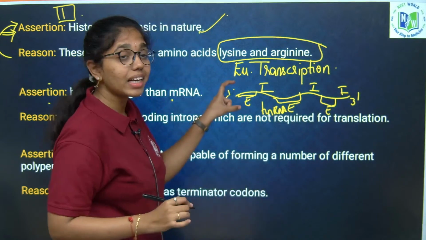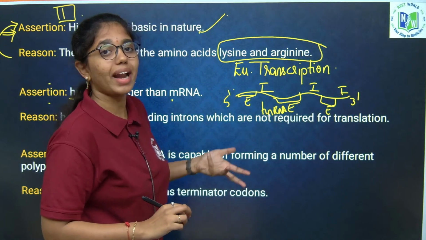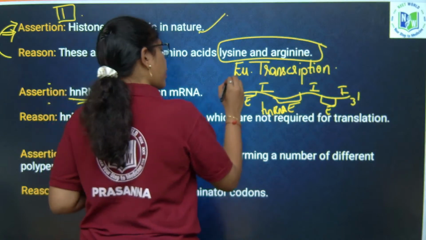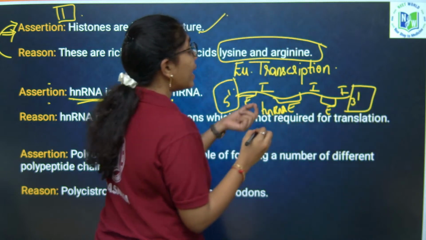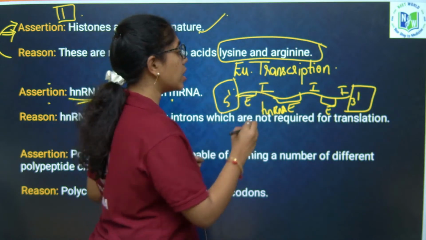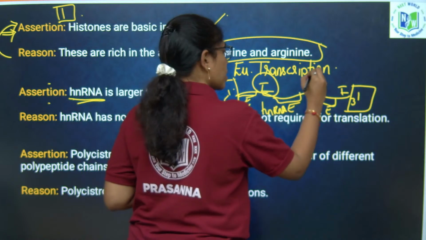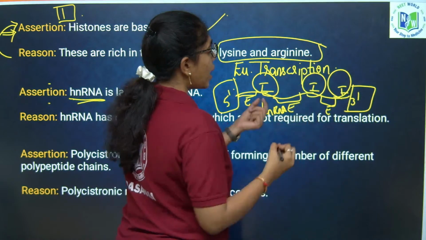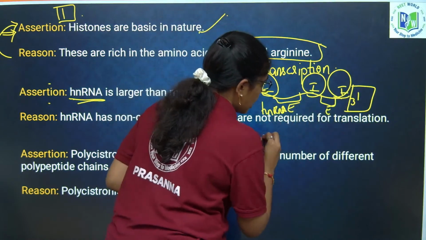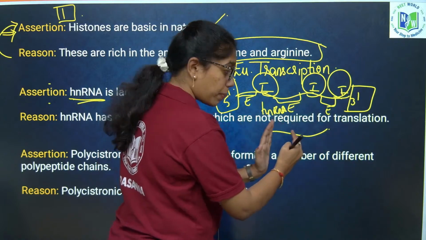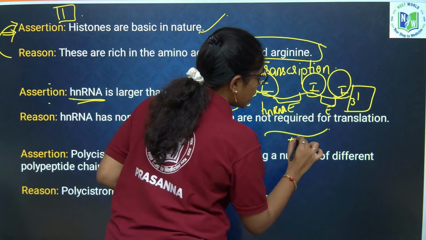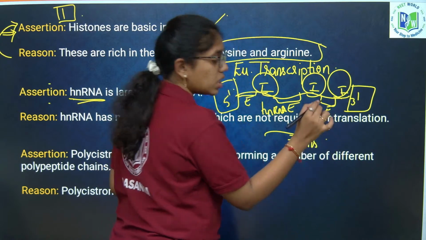When this RNA is subjected to post-transcriptional changes, 5 prime capping is done, 3 prime polyadenylation is done, and introns, which are inactive sequences, are spliced out by SNRPs. Okay. After splicing out the introns, the length of the heteronuclear RNA gets reduced and it has only exons, the expressed sequences.